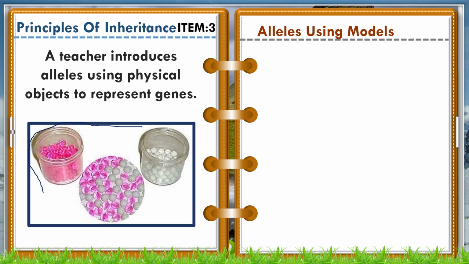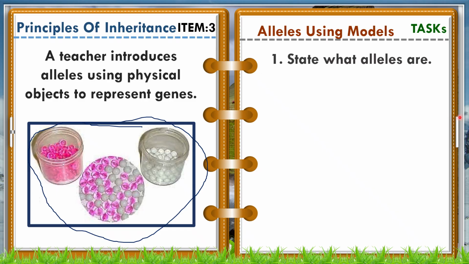We have our diagrams here. We have the red beads, we have the white beads, and then we have a combination. Tasks. State what alleles are. They want us to state what alleles are.